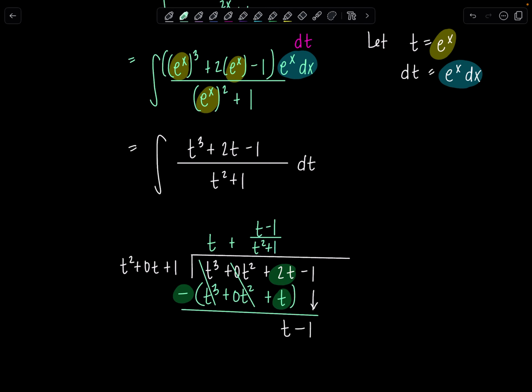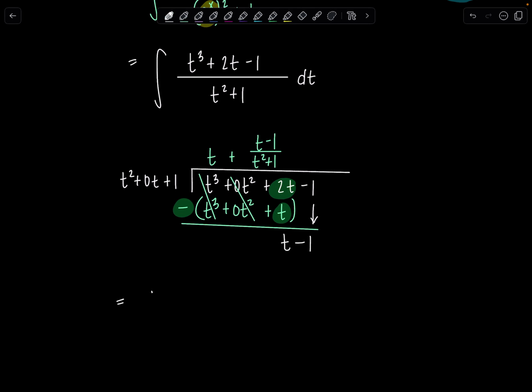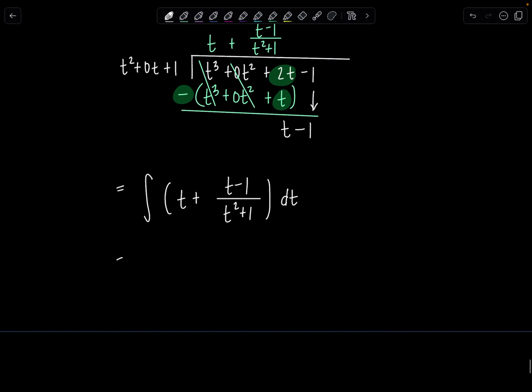How was that? Good? Okay, so now we can rewrite our integrand as the integral of t plus t minus 1 over t squared plus 1 dt. Now, we don't need to do partial fractions, no. This is an irreducible quadratic. I just need to write each of the terms in the numerator separately over that denominator, and then we should be in business. So integral of t plus t over t squared plus 1 minus 1 over t squared plus 1 dt. And then let's just go term by term, take the antiderivative.